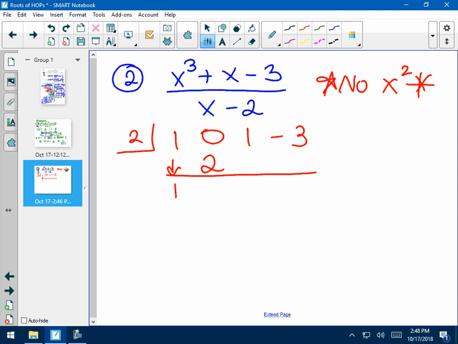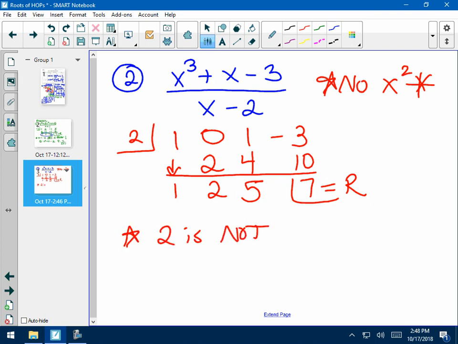1 times 2 is 2. 2 plus the 0 above it is 2. 2 times 2 is 4, plus 1 is 5. And at the end, 5 times 2 is 10. 10 plus -3 is 7, okay, which again is our remainder. So the conclusion in this case, just like we had in the last case, x minus 2 is actually not a factor. And if x minus 2 is not a factor, what that means is that 2 is not a root of this polynomial. So factors and roots get connected in that way.